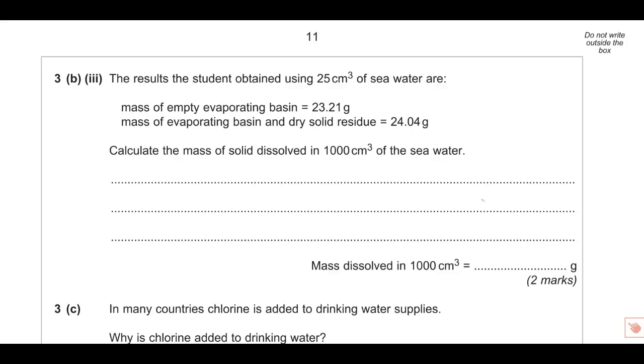3B then, still going on, 3B part 2. So we have got here a nice little calculation question. The results the student obtained using 25 centimeters cubed of seawater are: mass of empty evaporating basin 23.21 grams, mass of evaporating basin and dry solid residue 24.04. Calculate the mass of solid dissolved in 1000 centimeters cubed of seawater.